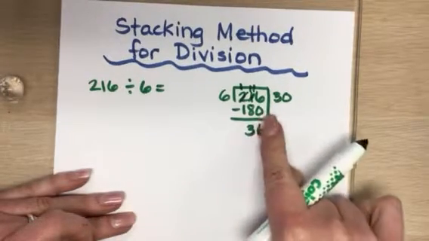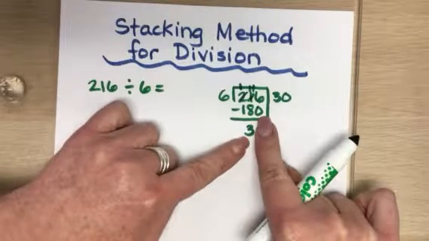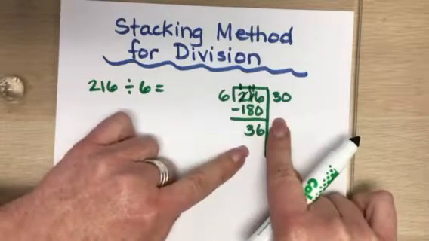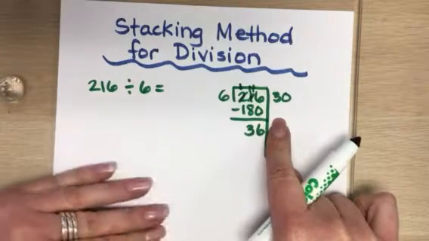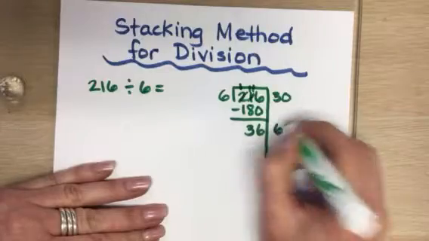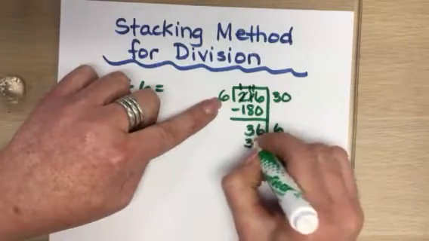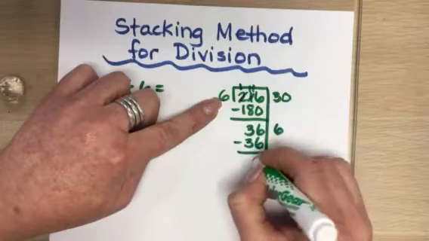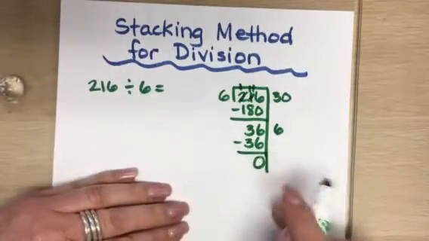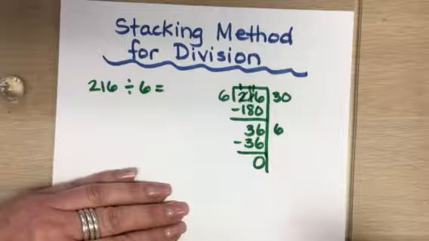And then I'd go ahead and go, okay, well, can 6 go into 3? No. Can 6 go into 36 without going over? Yes, it can. It can go in actually 6 times. So 6 times 6 is 36. So I subtract that, and I end up having a remainder of 0. Which is always a good thing. But it won't always have a remainder of 0. So I will show you another one that will actually have a remainder.